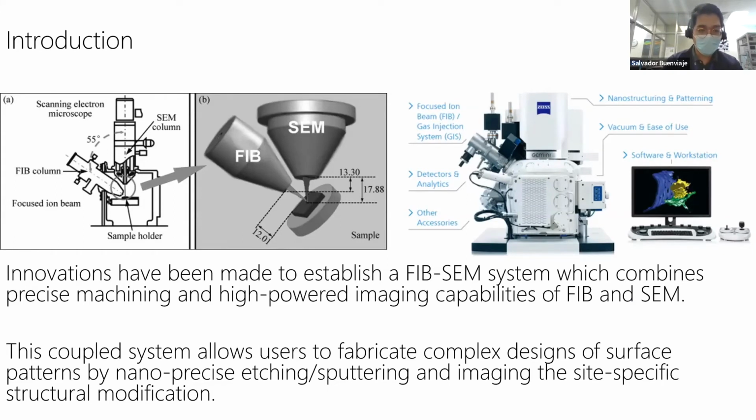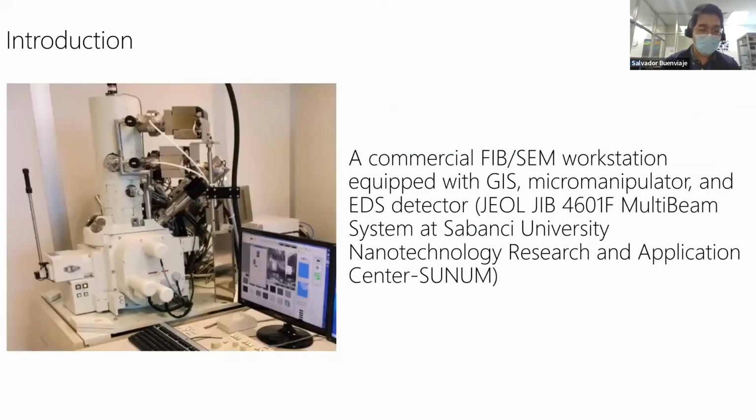So this is what I'm talking about. FIB is usually paired with SEM or TEM, but in this presentation, I will be focusing on FIB-SEM that is used to combine the power of the FIB as a sample preparation tool with the imaging capability of SEM. So in that way, you can have a precise machining of the sample, and you will also be able to image the sample. So it allows the users to fabricate complex designs or surface patterns using FIB, then image that site-specific modification using SEM.